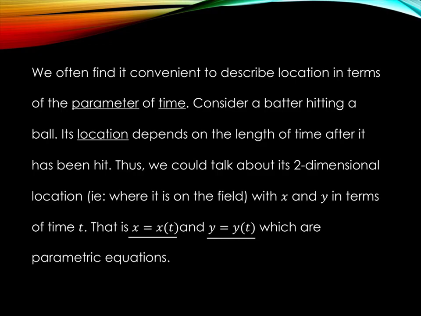So to start with, we often find it convenient to describe a location in terms of the parameter time. Consider a batter hitting a ball. The location depends on the length of time after it's been hit. Therefore, we could talk about its two-dimensional location, i.e. where it is on the field. We could even talk about its three-dimensional location, where it is in space on the field, right? It doesn't say that, but we could do that. But it's all depending upon the time after which it's been hit, right?